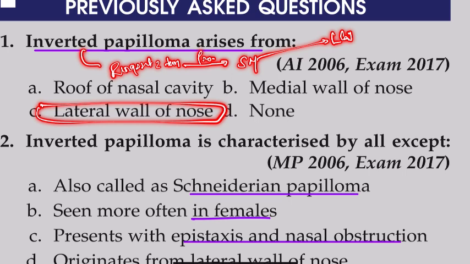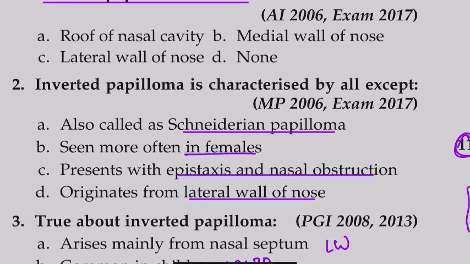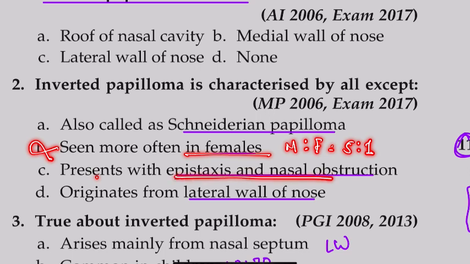So there is high risk of malignancy. Inverted papilloma is characterized by all except: it is also called Schneiderian papilloma, it arises from Schneiderian membrane. It is seen more in female? Talking about the male and female ratio, male is about 5:1 to female. So this is not right. And it presents with epistaxis and nasal obstruction.